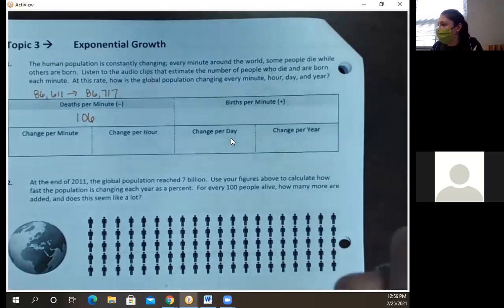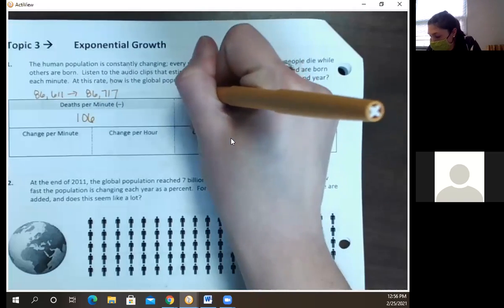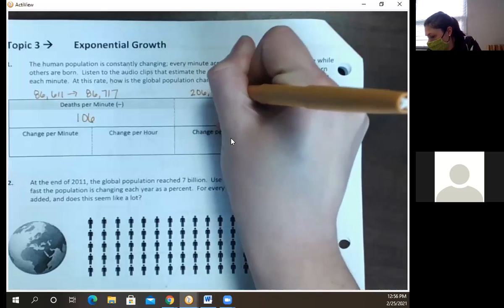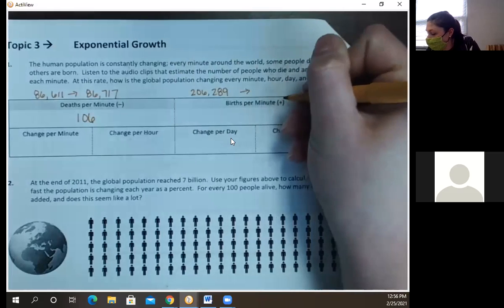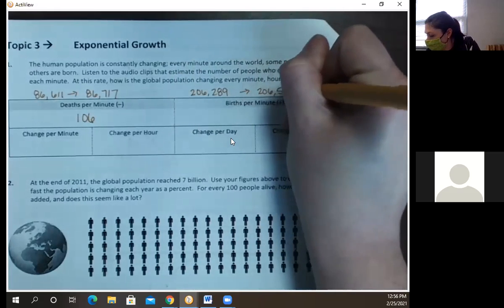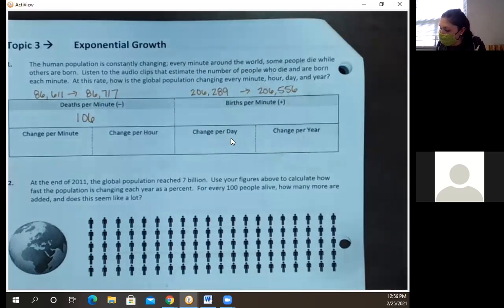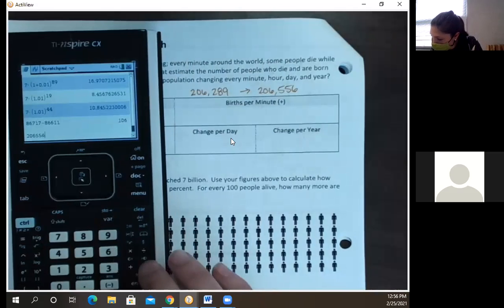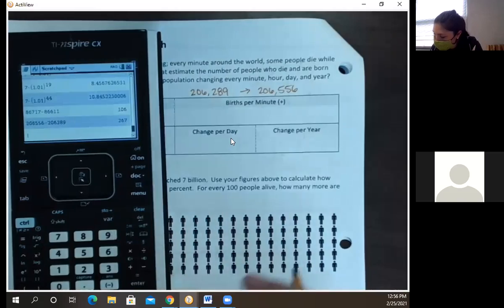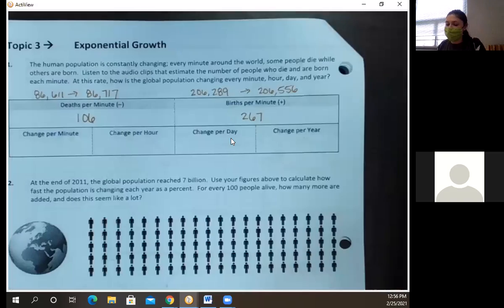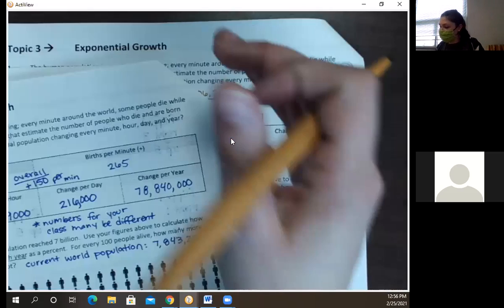And now how about births? What was your first number? Okay, and then what was your ending number? Okay, and again, I'm going to subtract those. That ending number minus our beginning number. And we had 267 births in that minute. When I did this, I had 265.